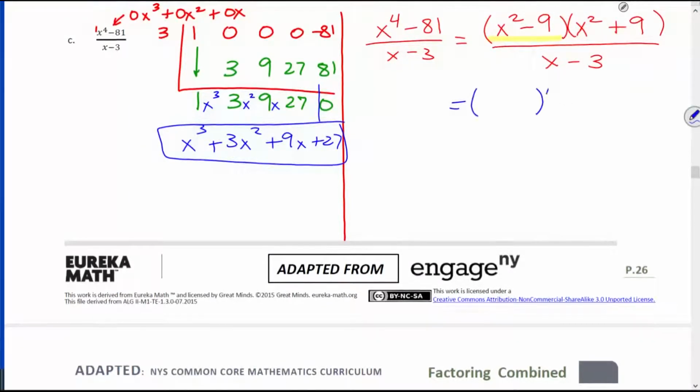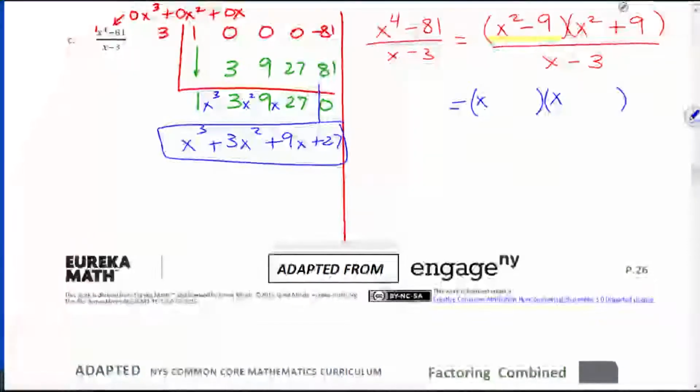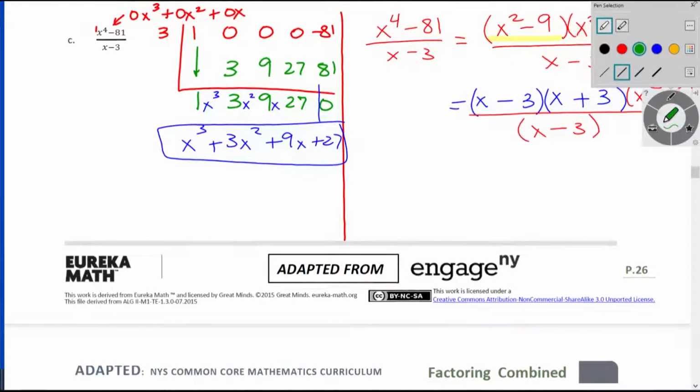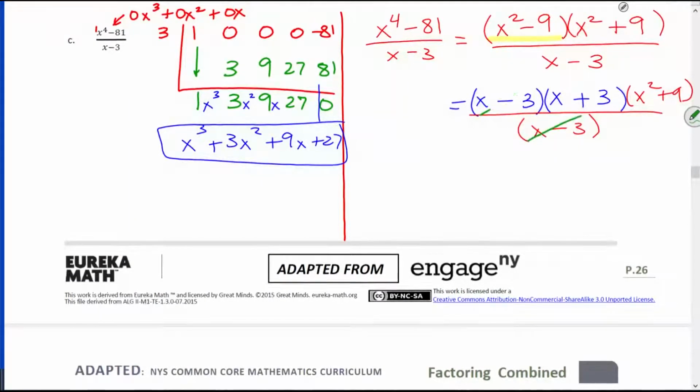Again I have x times x is x squared, and 9 is again a perfect square. It's 3 squared, so I get 3 and 3 minus and plus. I will bring down my x squared plus 9, bring that down here, don't lose it, divided by x minus 3. I will notice that I can cancel off this and this, and what I'm left with is x plus 3 times x squared plus 9.